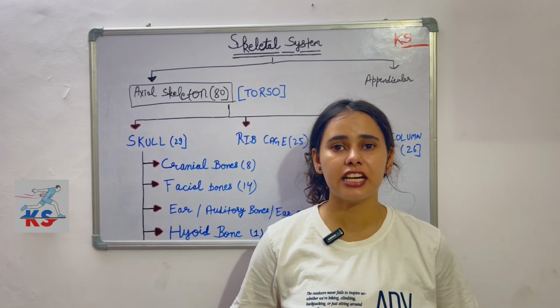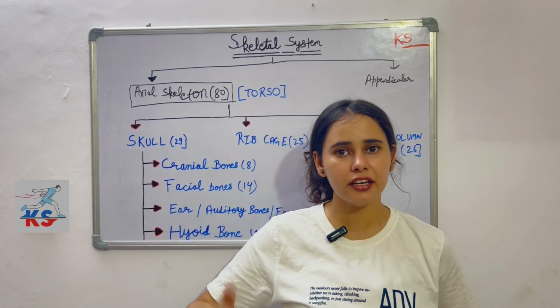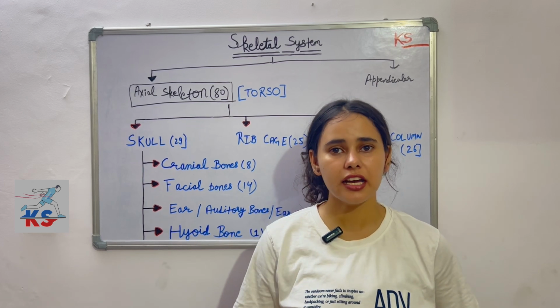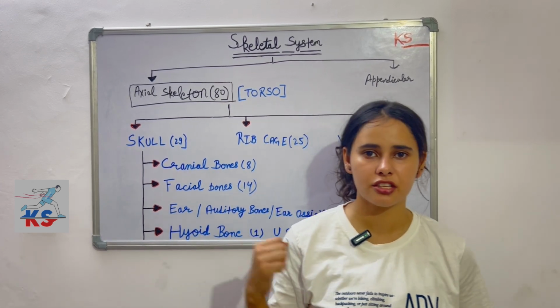So the axial skeleton consists of the bones which are present from the head till our abdomen. So इसलिए हम उसको torso भी बोलते हैं, excluding the upper limbs. These are the hands. Okay.